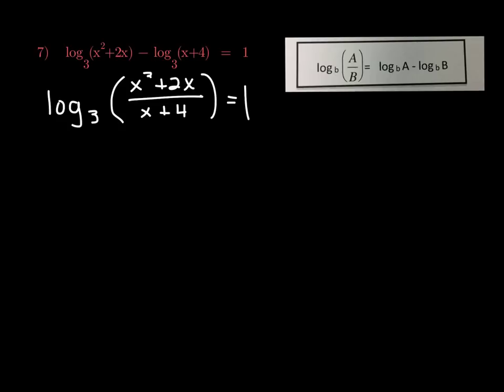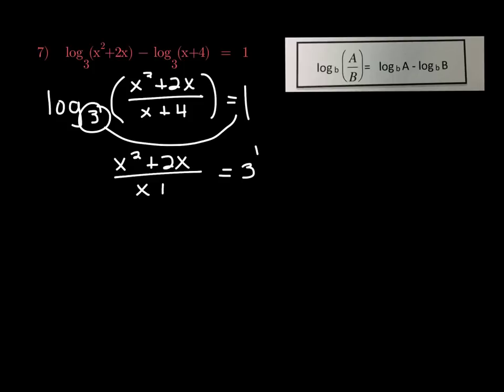All right, so same thing we've been doing, I'm just going to quickly go through it. Circle the base, run the race. So the 3 becomes the base on the right-hand side of the equation, and the exponent is 1. And I'm going to bring down the x squared plus 2x over x plus 4. So let's just take this 3 and put it over 1, and let's cross-multiply again.